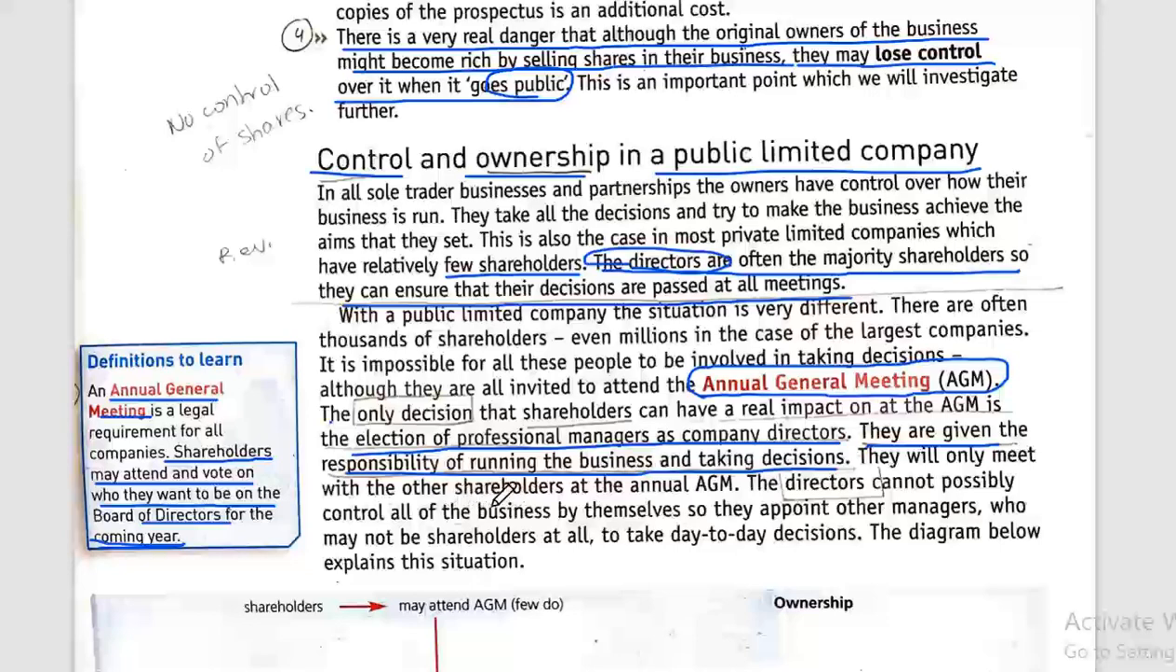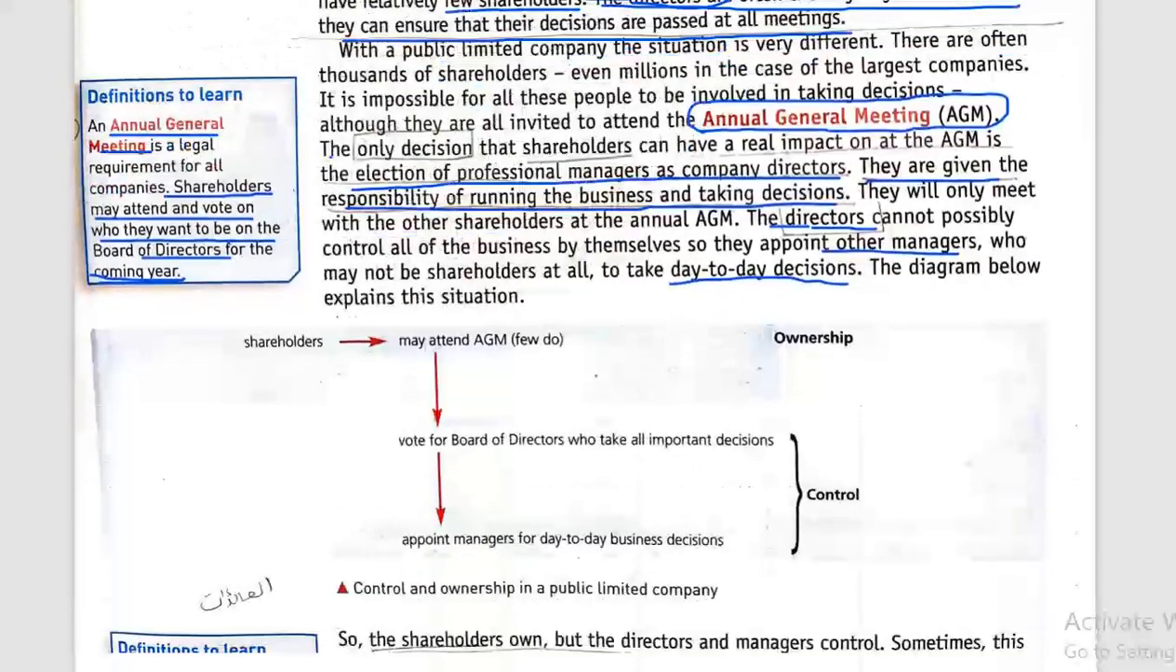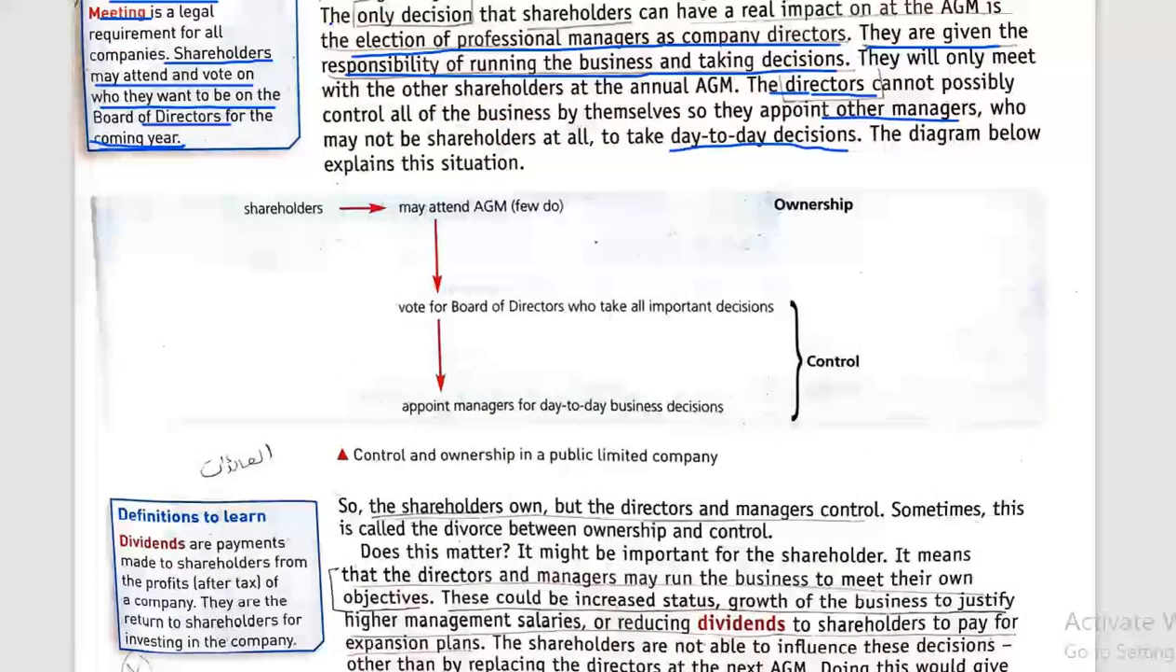They will only meet with the other shareholders at the AGM when they are electing a new board of directors. The directors cannot possibly control all of the business by themselves, so they appoint other managers. So when they elect directors, these directors are going to appoint other managers in order to help them, who may not be shareholders at all, to take day-to-day decisions. The directors elect people to be managers to help them with the decision-making process.